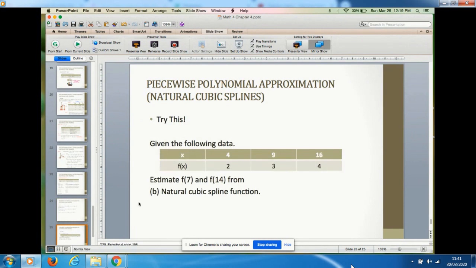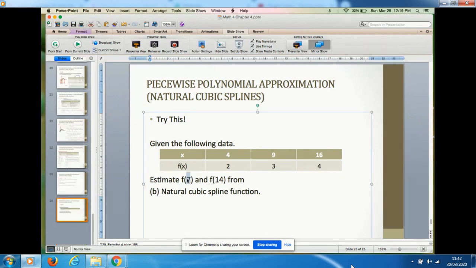So apa yang saya nak you buat, okay, give a try. So this is your data. Saya bagi you satu set data. Saya tak bagi dalam bentuk graph. What you can do, you can plot you punya graph. You ada value X, you ada value Y, which is fx. Okay, you plot you punya graph. Dan you boleh gambarkan berapa spline yang you nak develop. Okay, selepas tu kita akan cari nilai fx pada x equal to 7 and x equal to 14.